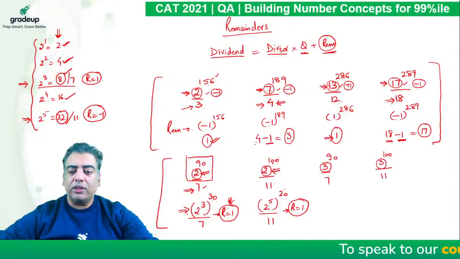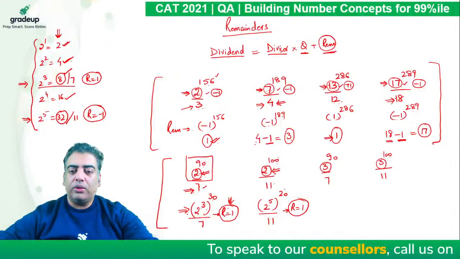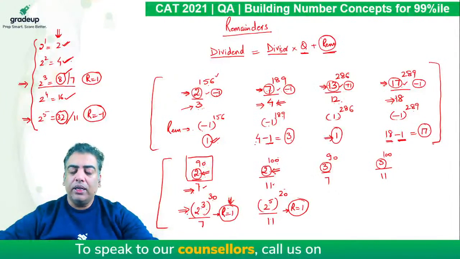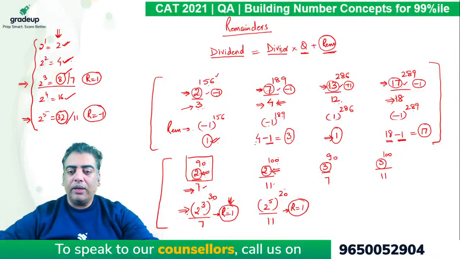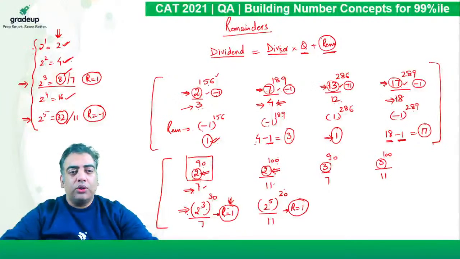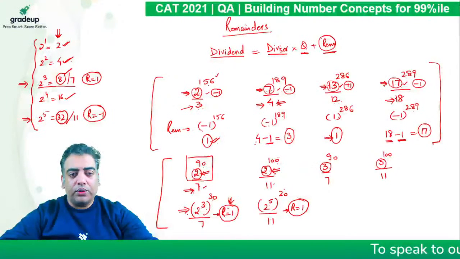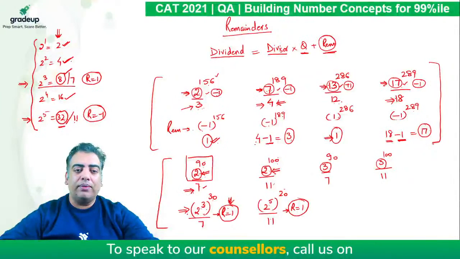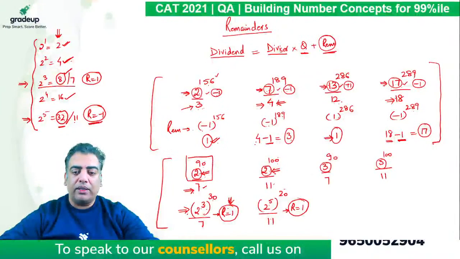Like in this case, it is 2 raised to power 100. We need to observe, when divided by 11, what will be the remainder. Again, we need to find a power of 2 which, when divided by 11, gives a remainder of either +1 or -1. Right, Lakshya? So again, we observe the different powers of 2, and 2 raised to power 5 is 32, which when divided by 11 gives me a remainder of -1.